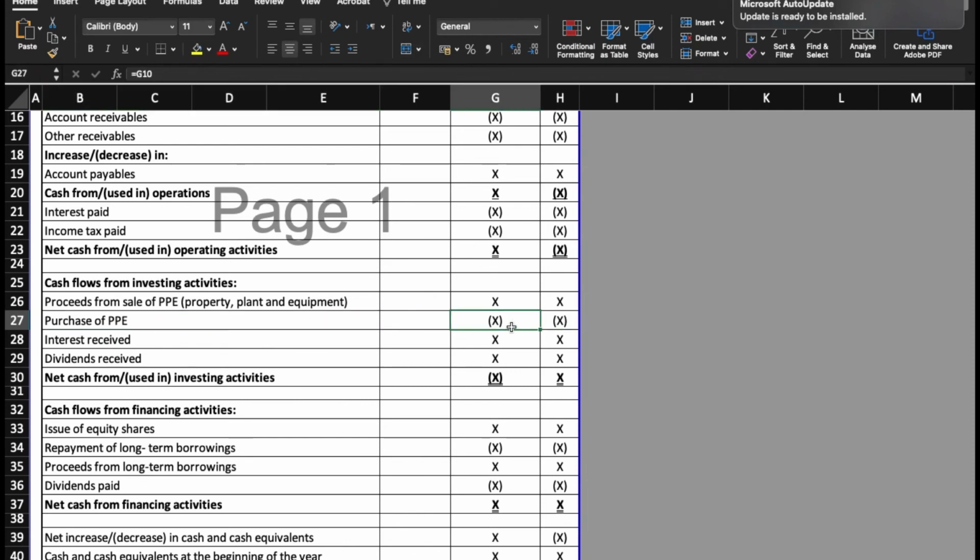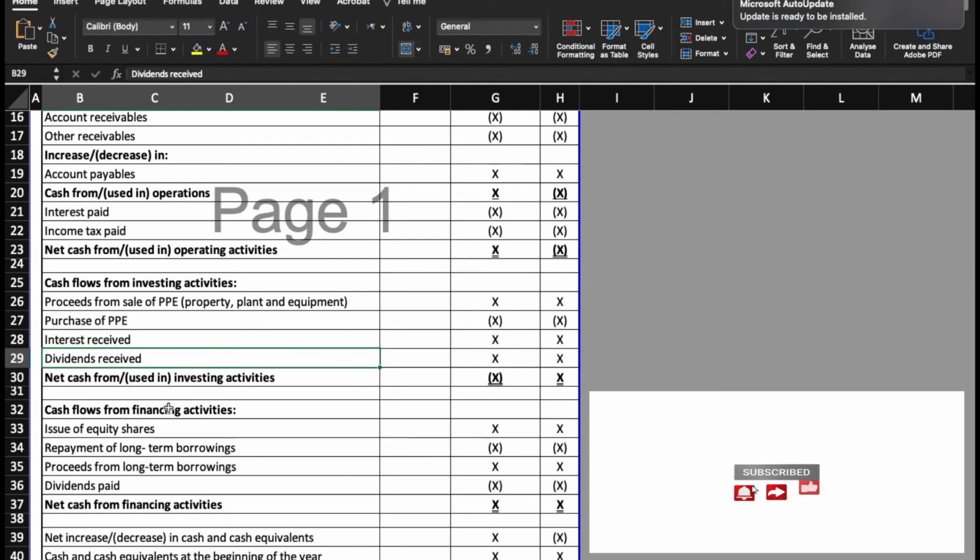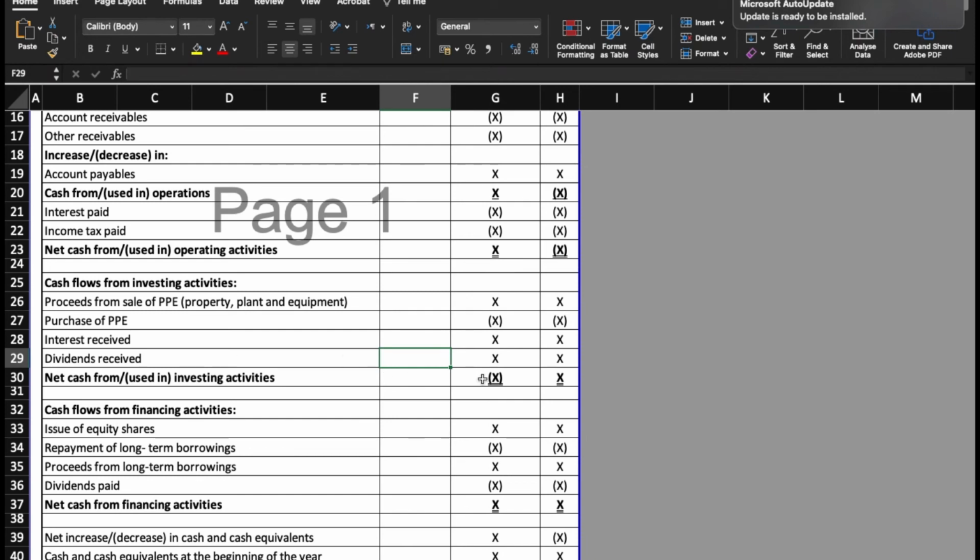Then we have interest received. If any interest is received, we should add it. It is an addition to the cash in. Then we have dividends received. If an entity receives any dividends, that would be cash in and should be added. Then the total of these gives us either net cash from or net cash used in investing activities.